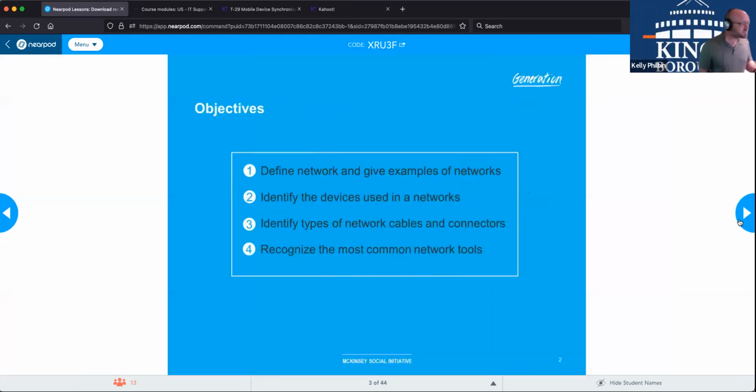Main objectives: define network and give some examples of networks, identify the devices used in a network, identify types of network cables and connectors, and recognize the most common network tools that we use on a regular basis in the industry.